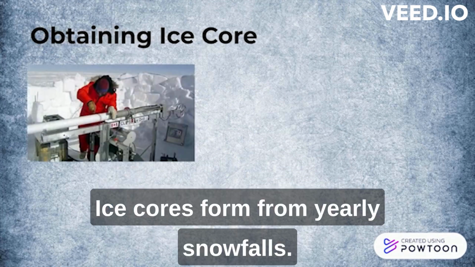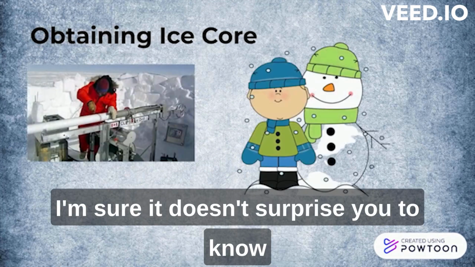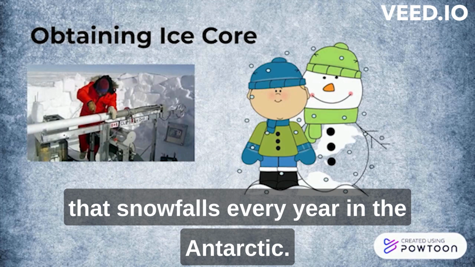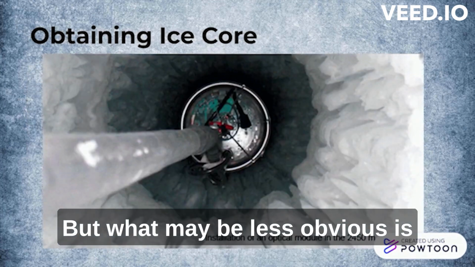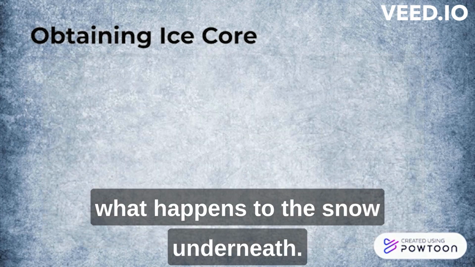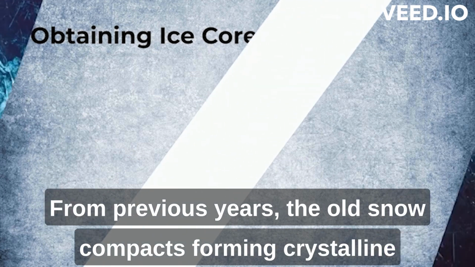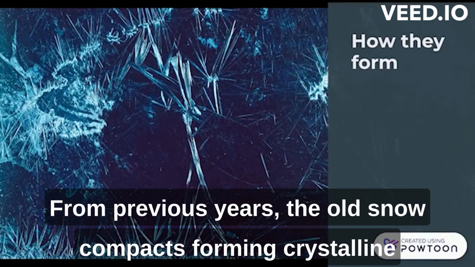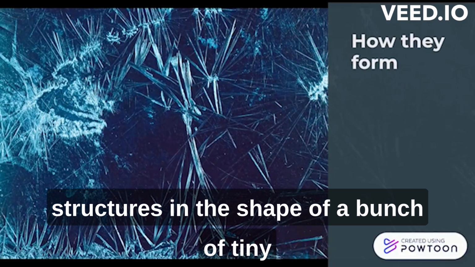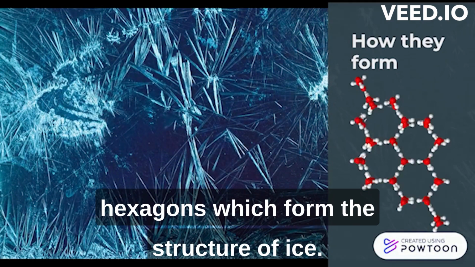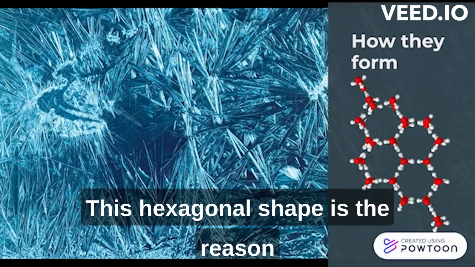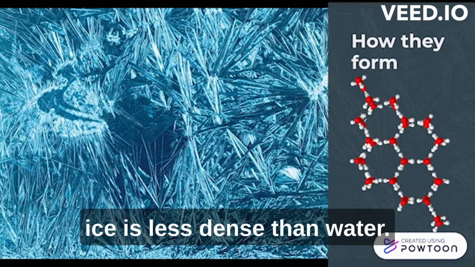Ice cores form from yearly snowfall. I'm sure it doesn't surprise you to know that snow falls every year in the Antarctic. But what may be less obvious is what happens to the snow underneath from previous years. The old snow compacts, forming crystalline structures in the shape of a bunch of tiny hexagons, which form the structure of ice. This hexagonal shape is the reason ice is less dense than water.